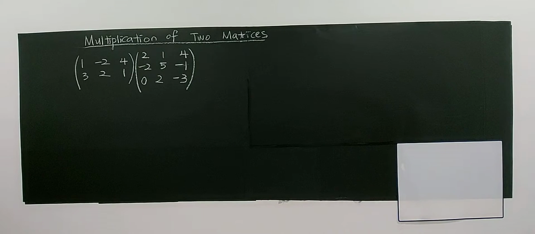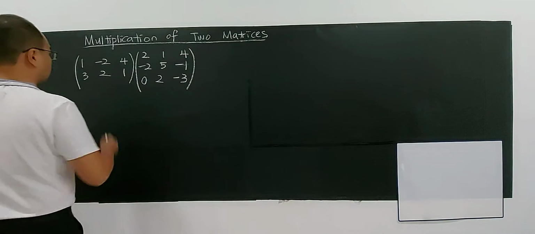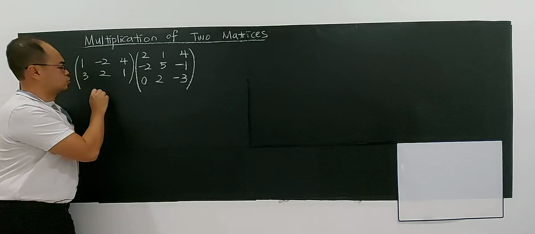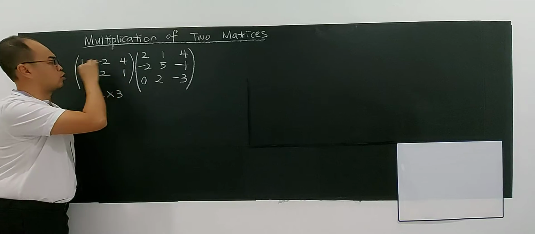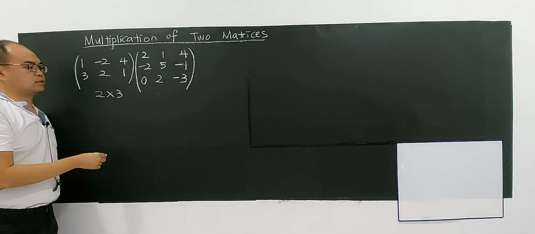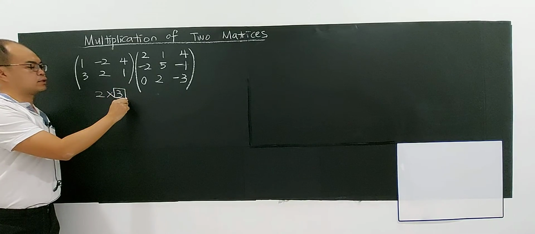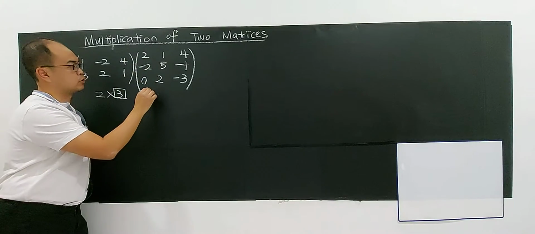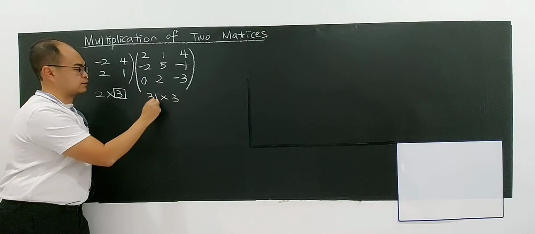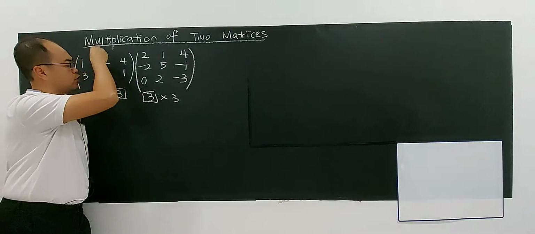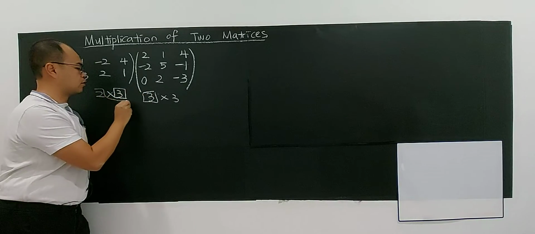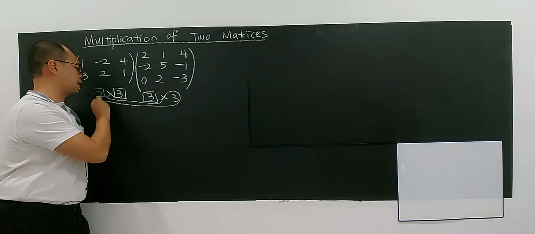Alright, let's look at this example of multiplication of two matrices. In order for two matrices to multiply, you have to check the dimensions. This is a 2 by 3 matrix, two rows, three columns. The number of columns here must be the same as the number of rows here, which is 3 by 3. These two are exactly the same. So the product of these two matrices will produce a 2 by 3 matrix.